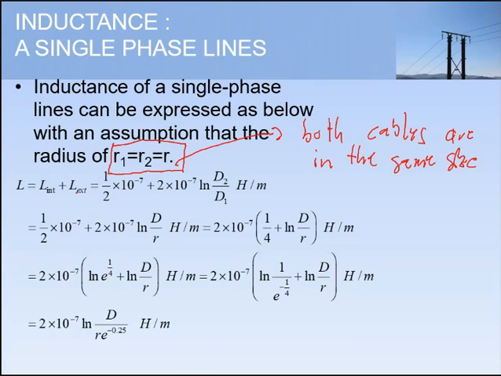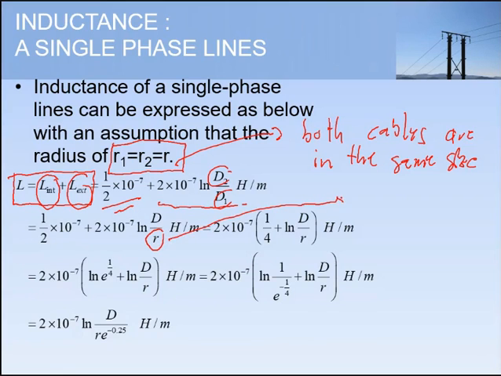Like we have discussed before, the total inductance is the sum of the internal inductance and the external inductance. Just use the equation like that without thinking. The internal inductance is half multiplied with 10 to minus 7. This one is internal, and another one is the external, where D2 and D1 are applied here. Then you solve it. There is an assumption here, that R1 equals R2 equals R.